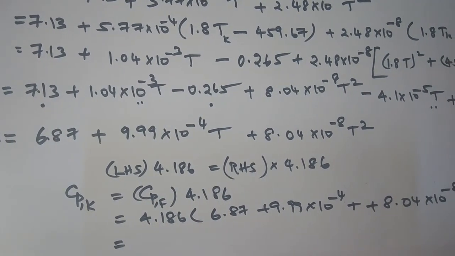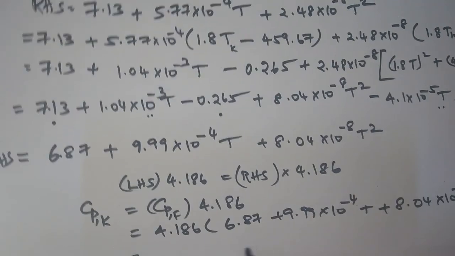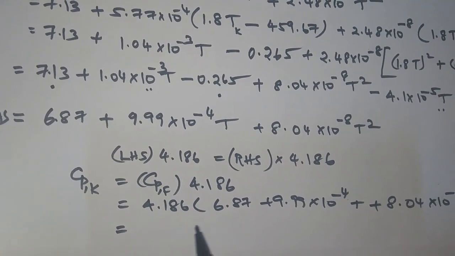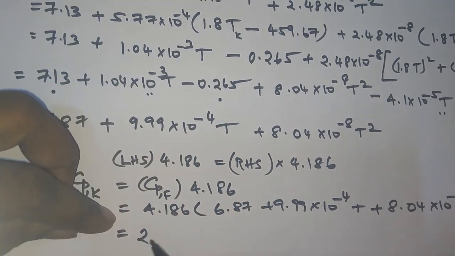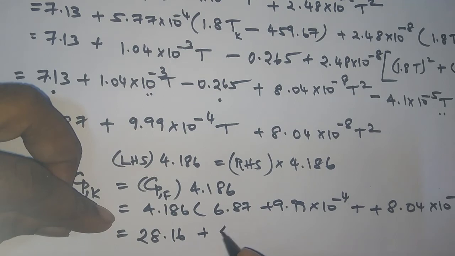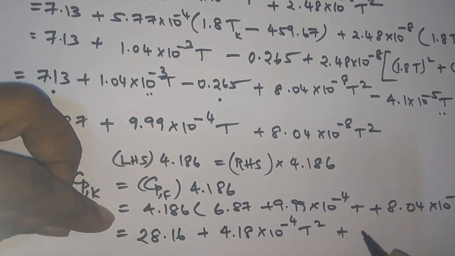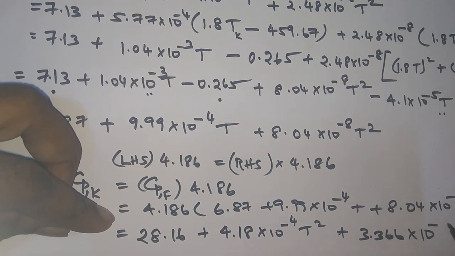So Cp in Kelvin is, what is the value, 4.186 into 6.87 is 28.16 plus 4.18 into 10 power minus 4 t plus 3.366 into 10 power minus 7 t square. So that is the answer.